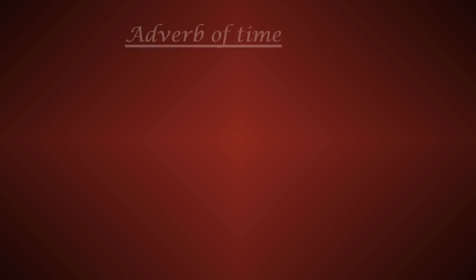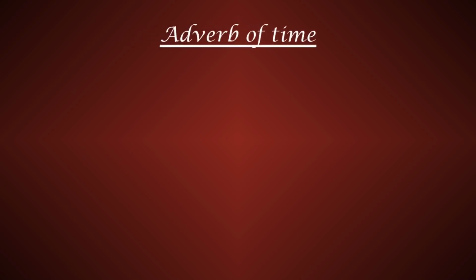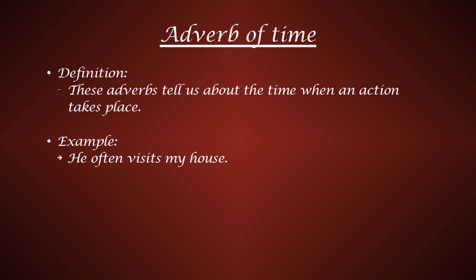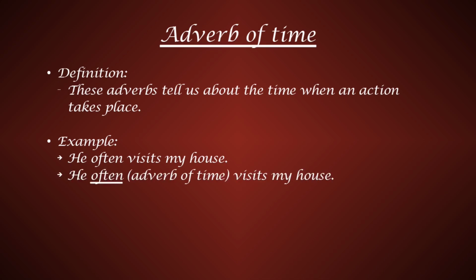Adverb of time. These adverbs tell us about the time when an action takes place. Example is, he often visits my house. Here the word often tells about the verb visits. So, it is an adverb of time. More examples are daily, early, now, etc.